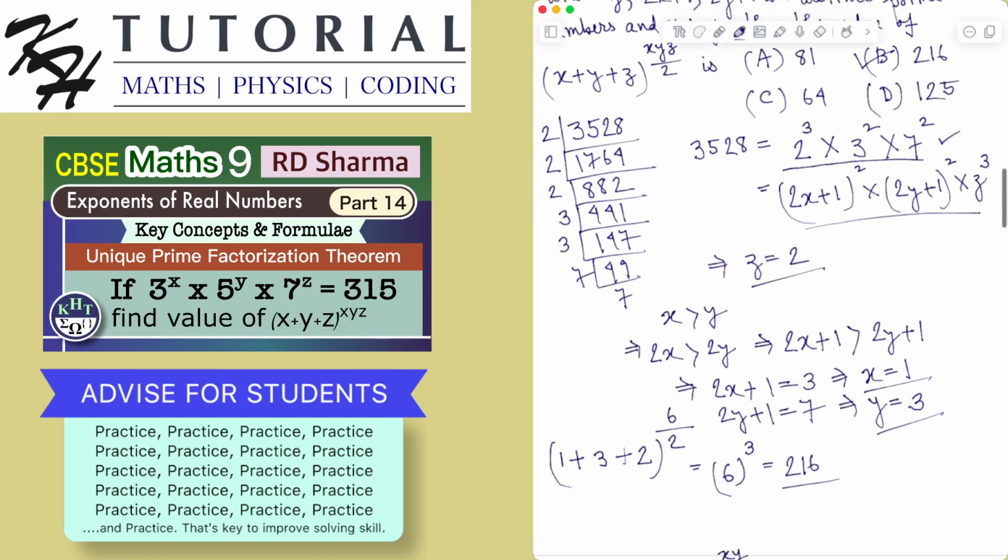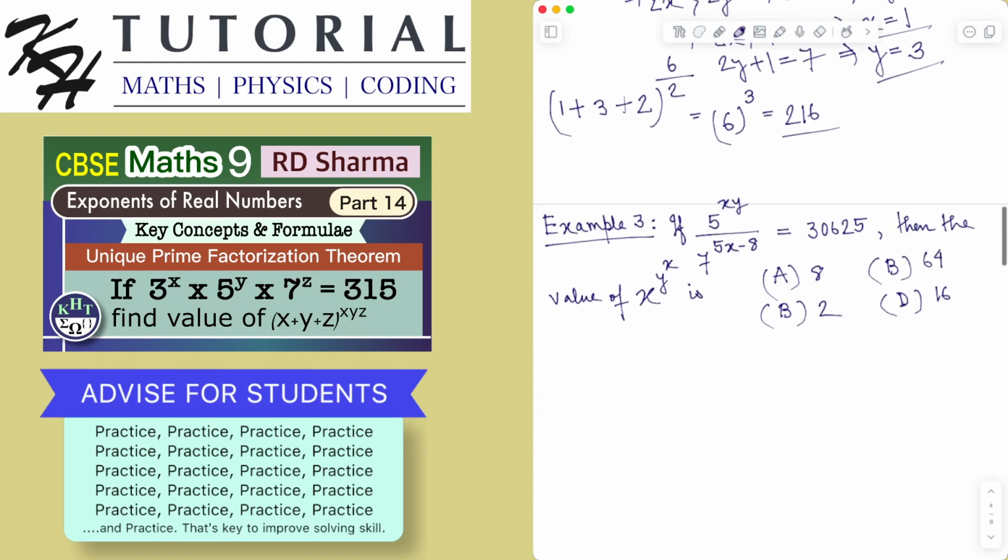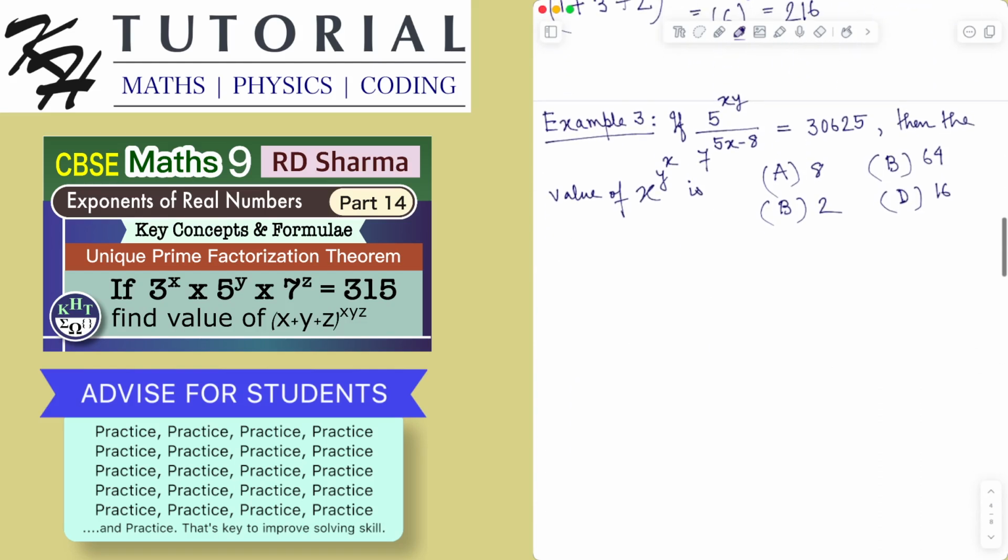Let's see the next problem. If 5 to the power x^y divided by 7 to the power 5x minus 8 is equal to 30625, then the value of x.